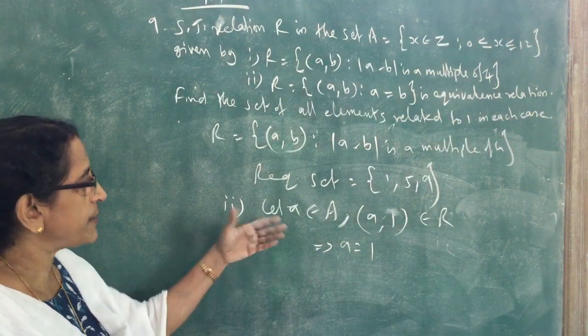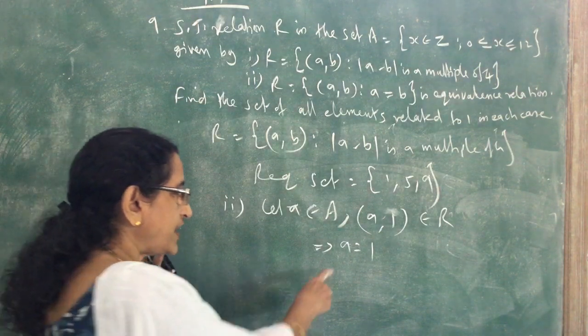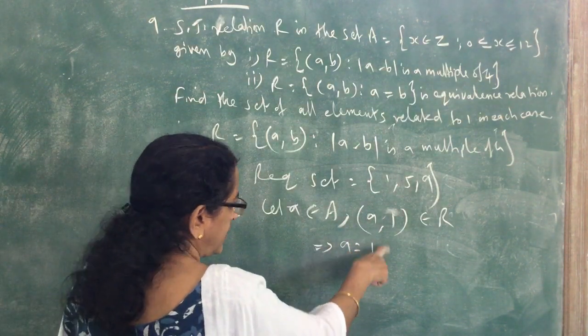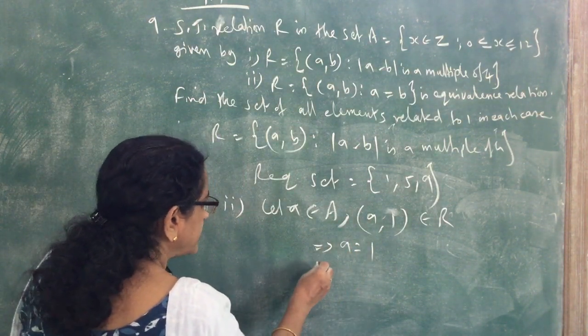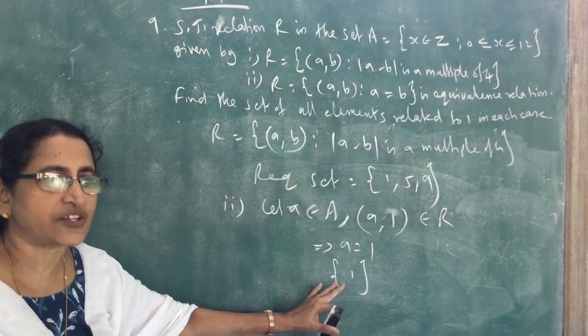So what is the set of elements related to 1? In this case, only 1. So a can only be 1, and we can write the set {1}. So in this case, the required set is {1}.